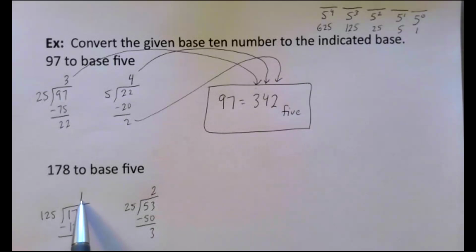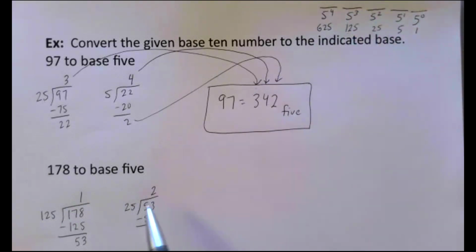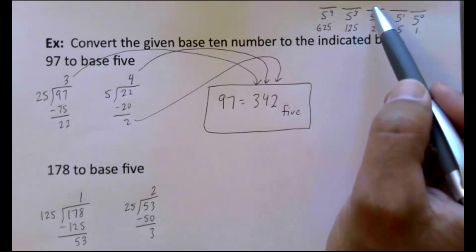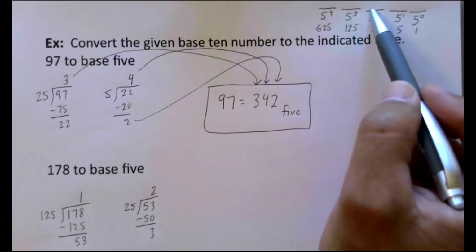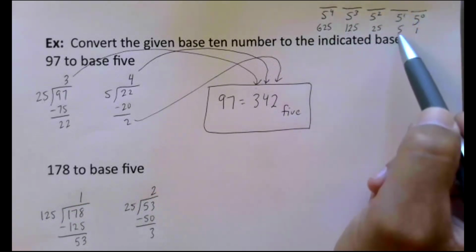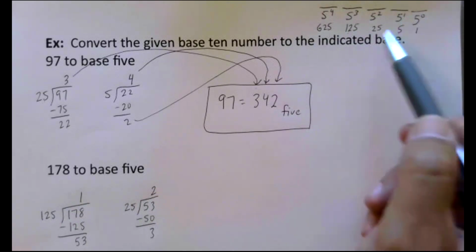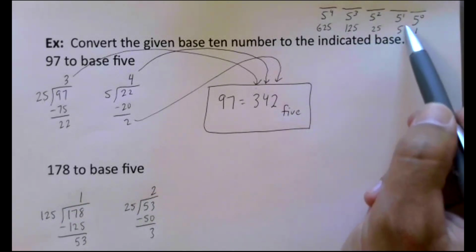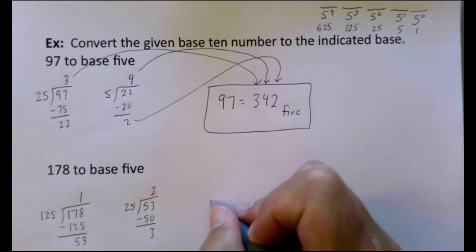So I already know there's going to be a 1 in my 125 spot. In my final answer, there's going to be a 1 right there. I know there's going to be a 2 in the 25's position. I know there's going to be a 2 right there in my answer. 1, 2. Now what's going to go here? Well, how many sets of 5s are there? So remember, you always take your remainder and you divide by the next place value over to the right. I need to take 3 and divide it by 5.